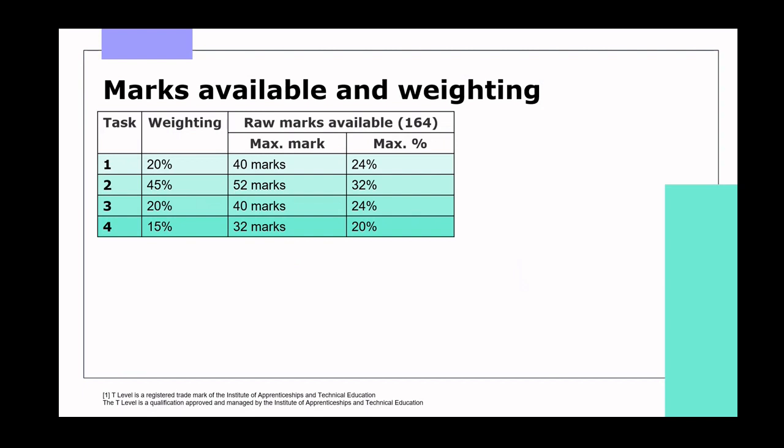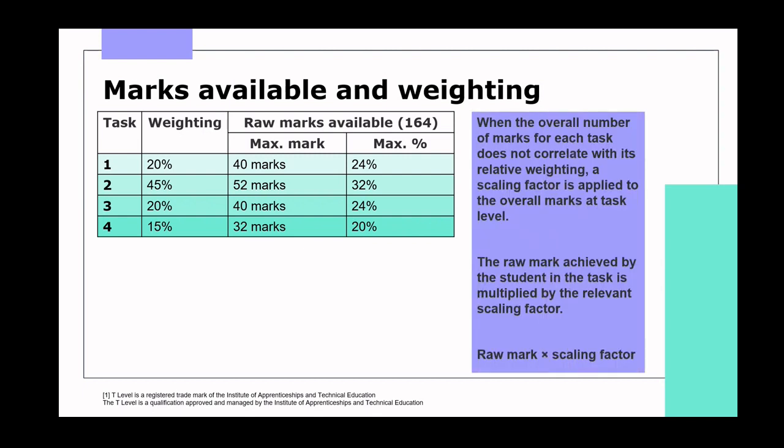Now, this table shows the intended weighting of each task and a number of marks available. And you can see there is a problem here, as the task weighting and the actual mark weighting aren't the same. Now, it's not always possible or practical to increase the number of marks available for a task. Otherwise, it could become overly prescriptive and the assessment wouldn't be as valid or reliable. So instead, a scaling factor is used. And this is a number that will be multiplied by the raw marks in order to make what's called a scaled mark.